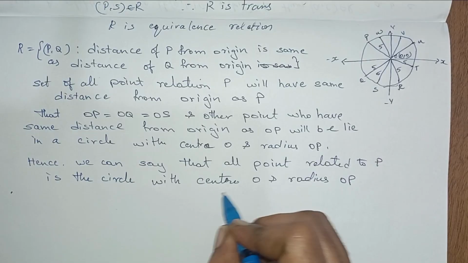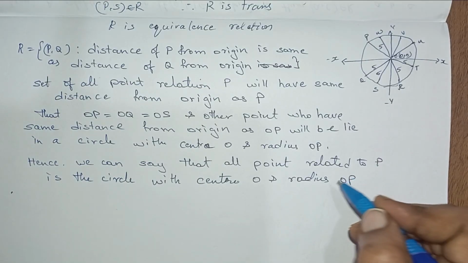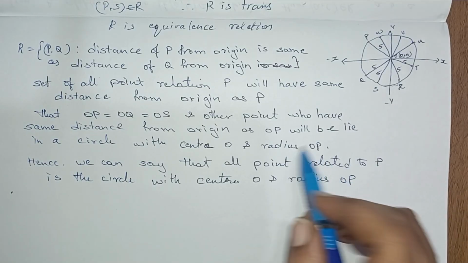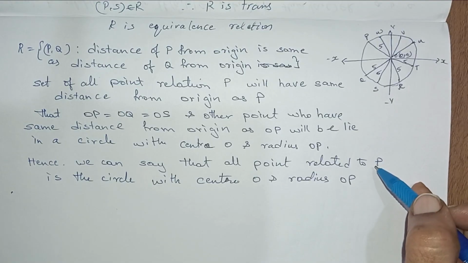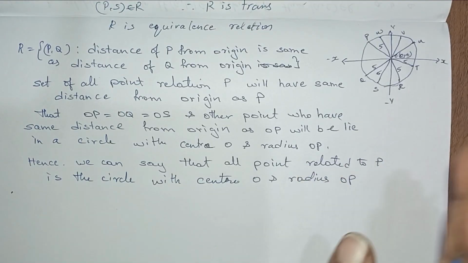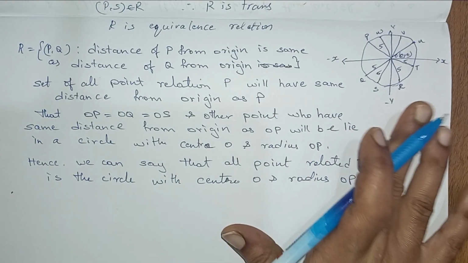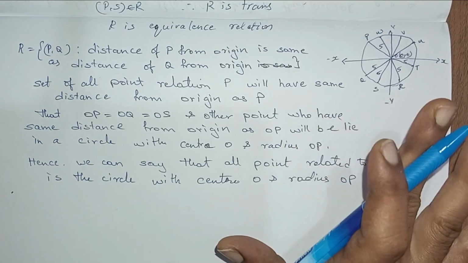So this will form a circle with center O and radius OP. So now all the points related to P are in the circle. So this is how we have to write the solution for this question.